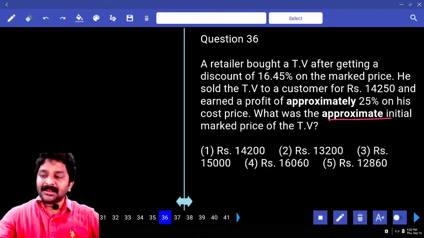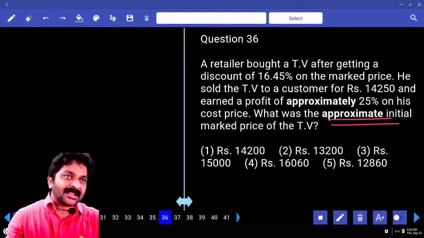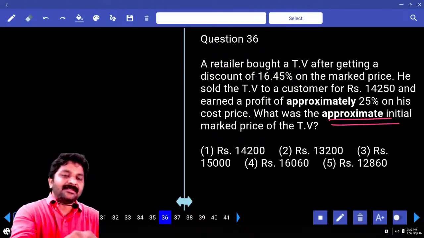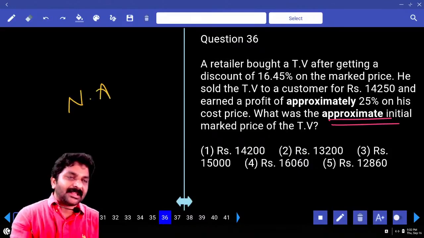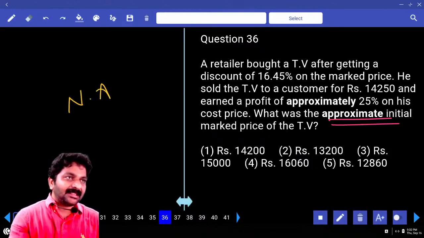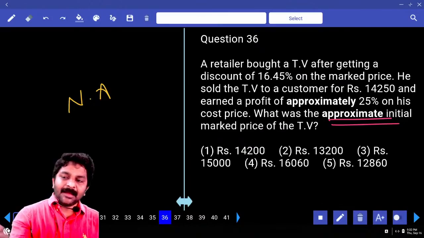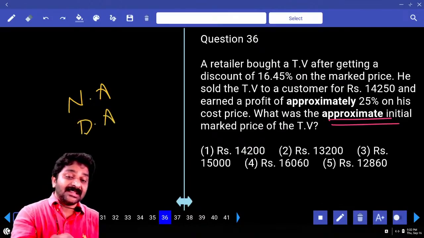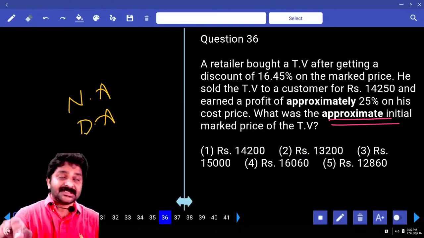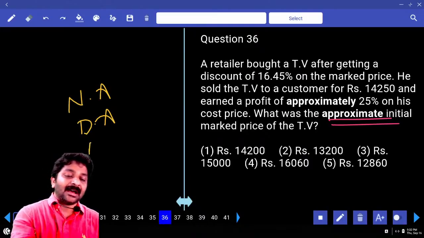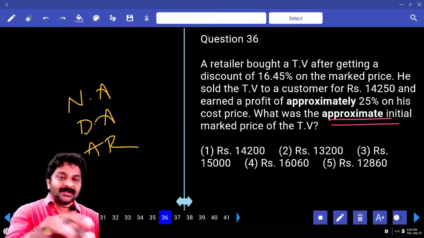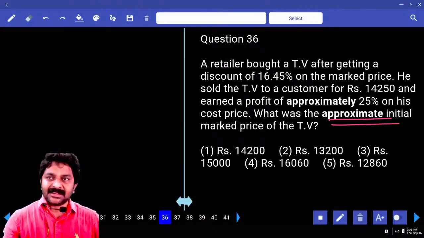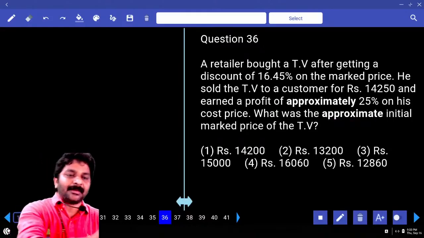So these are new pattern questions that are being asked in recent exams. Usually we have approximations in numerical ability. Then they introduced approximations in data analysis. And now they introduce the same approximations in arithmetic questions. So you are not supposed to calculate the exact answer. It is approximate. Keep that point in your mind.